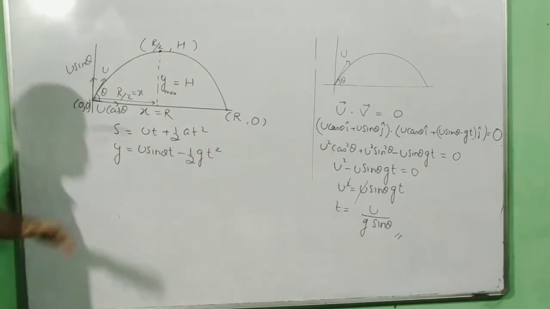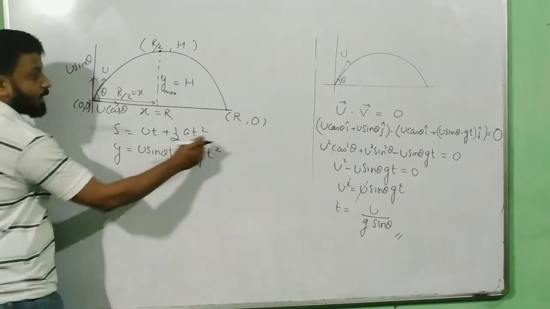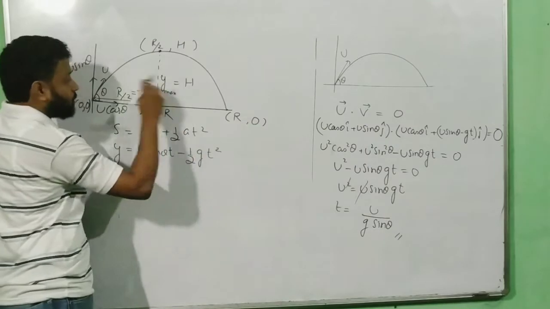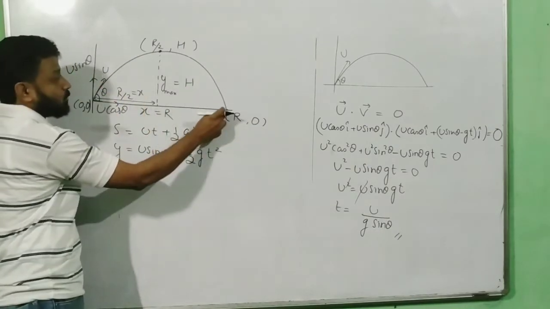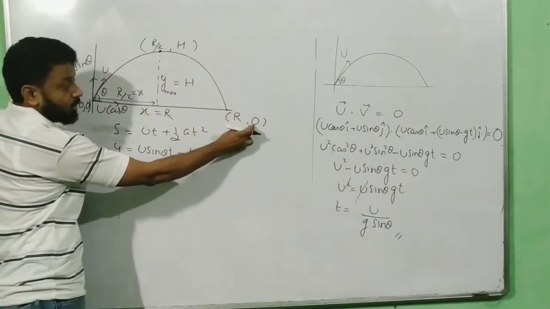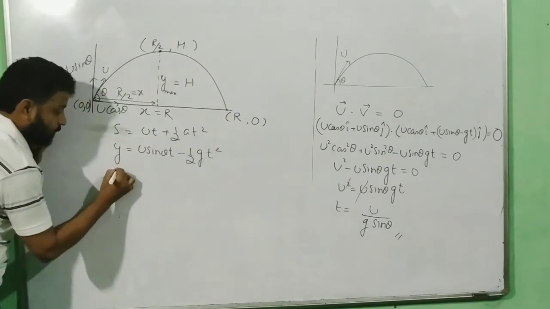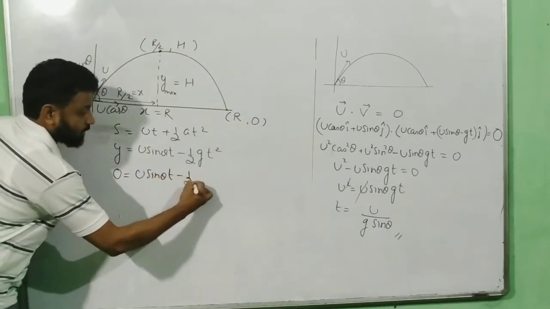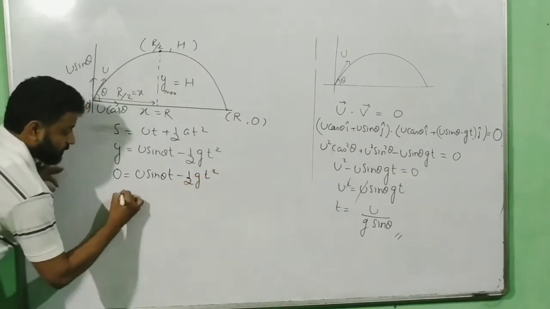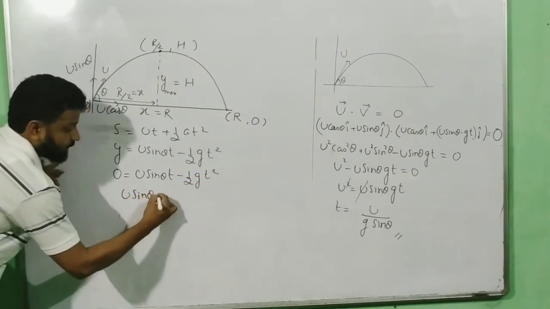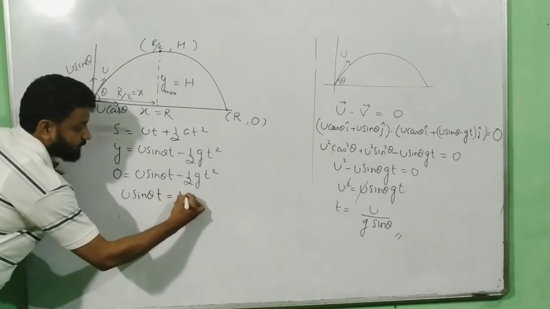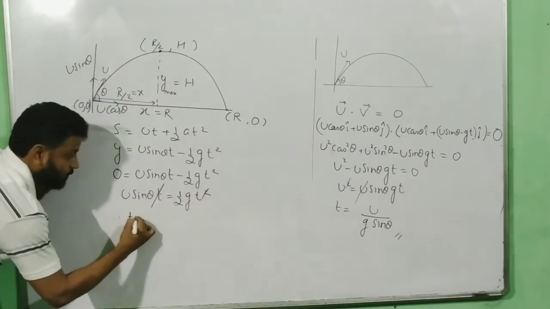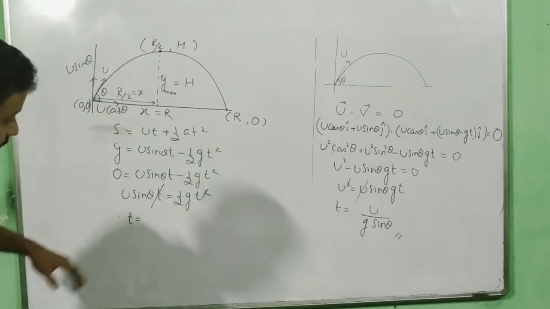Now if you have to find time, you put the value of y as 0. Why am I looking for y equal to 0? Because the displacement along y direction has become 0 when the body has reached back to the earth. Correct? The value of y has become 0. So if you put y equal to 0, this becomes very easy to derive. That is u sin theta t equals half g t square, and one of the t gets cancelled out, and so you will get t. Okay, this is one way.